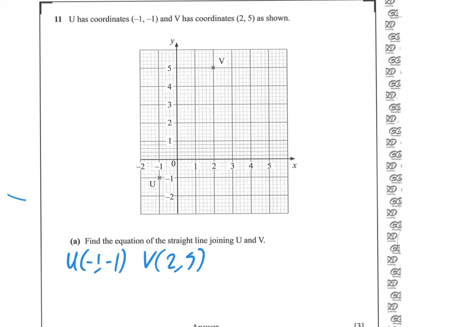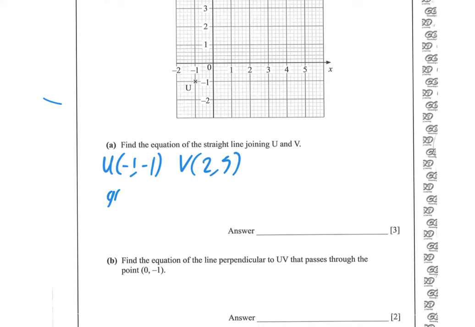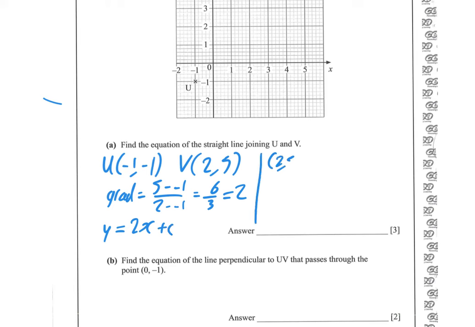Okay, so the gradient, first of all, is equal to your y difference over x difference. So 5 minus -1 over 2 minus -1, which is going to be 6 over 3, which is 2. So the equation so far is y is equal to 2x plus c. To find your c, sub in a point. I'm going to sub in the nicer of the 2 points, 2, 5. So 5 is equal to 2 times 2 plus c. So 5 is equal to 4 plus c, which means 1 is equal to c. And your last line, remember to rewrite your equation with your constants in it. So y equals 2x plus 1.